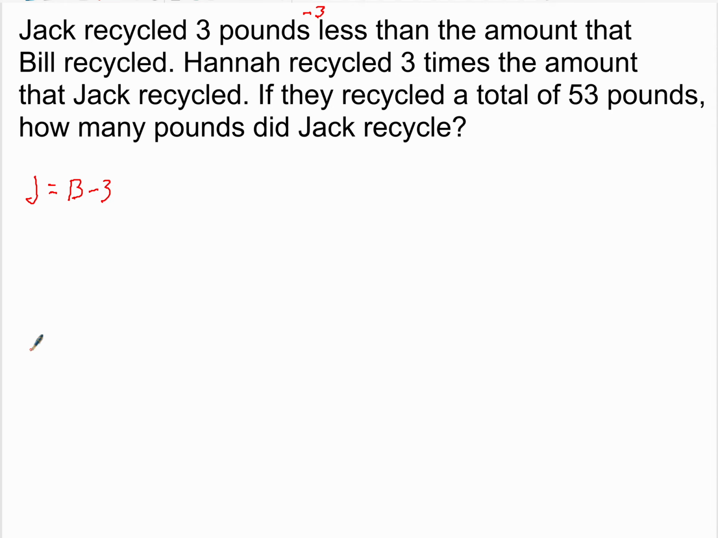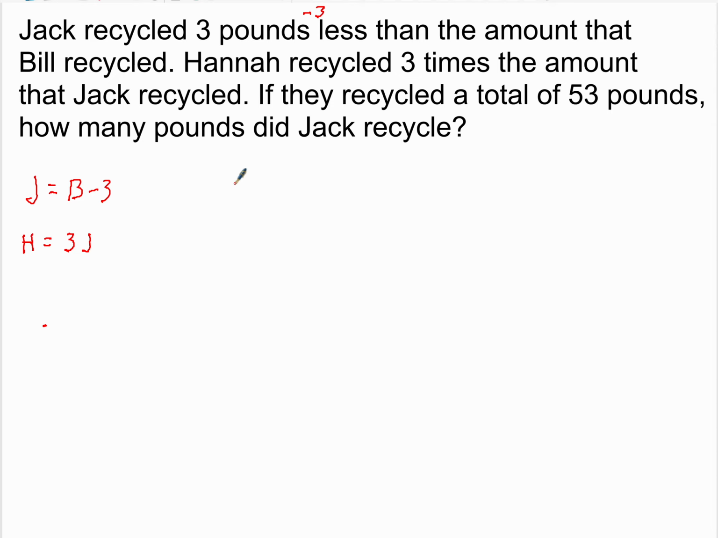Okay, then we have another sentence, and it says Hannah recycled 3 times the amount that Jack recycled. So Hannah did 3 times however much Jack did, so 3 times J. And then if they recycled a total of 53 pounds, how many pounds did Jack recycle? So this part we can write as a simple equation again. This is going to look scary because there's a bunch of variables in this, a bunch of letters, but it's okay. We can simplify it.